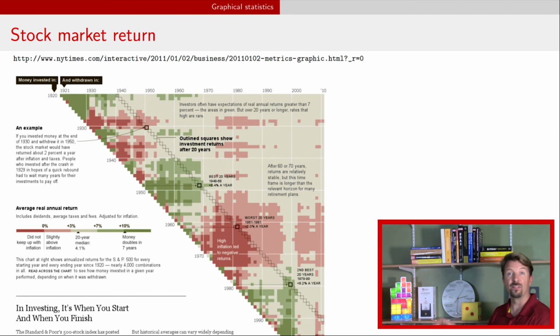So I like this graphic because, number one, it shows you a lot of data, right? Every cell in this graphic is a two-year combination, when you invested and when you took money out. It has a high information to ink ratio because all of that color actually means something. It's not there just for the looks, right? And it can answer lots of questions.